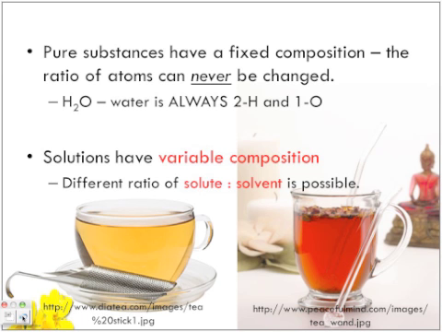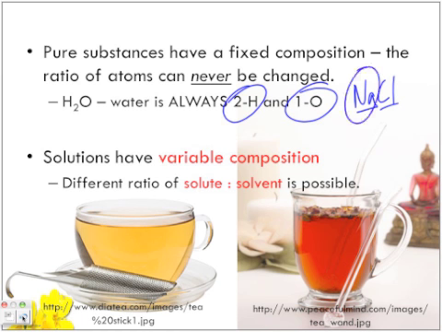Pure substances have a fixed composition. The ratio of atoms can never be changed. So if we look at something like water, we know that water is always 2 hydrogen atoms combined to 1 oxygen atom. The other example that we used was salt, and we're going to look at salt in terms of NaCl, but we know as science majors that anything that is considered an ionic compound is considered a salt. So we're looking at salt in terms of sodium chloride, and it's composed of Na and Cl. So those are considered pure substances.